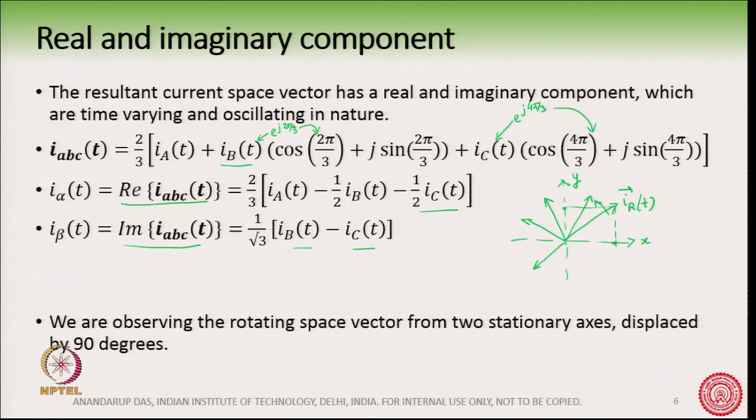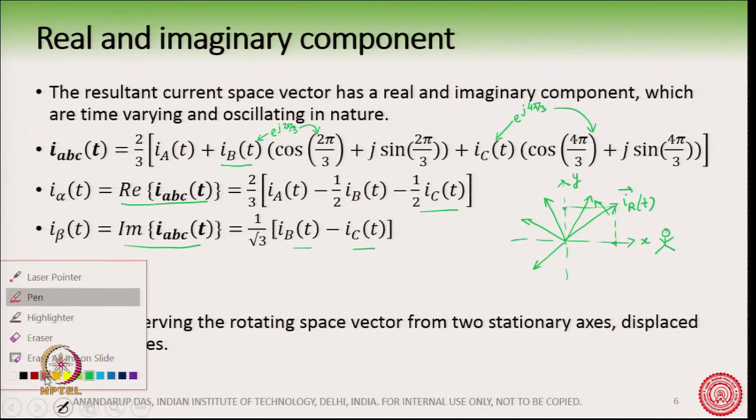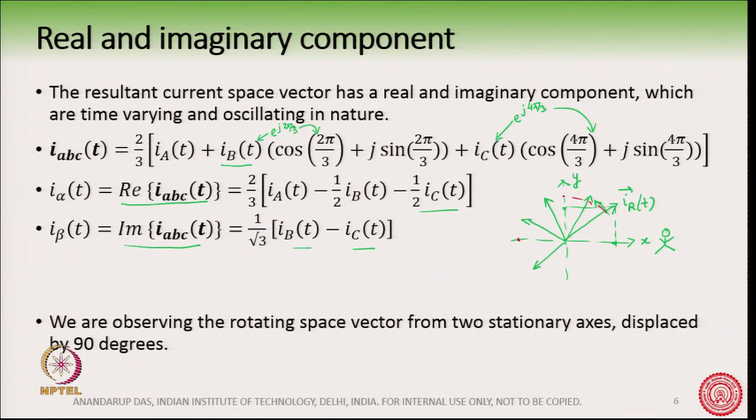In fact, the projection on the x axis and the y axis will vary sinusoidally. So, if you are an observer standing on the x axis, you will see that as the vector is rotating, the projection here is oscillating. Similarly, if you are a stationary observer standing on this axis and observing the projection of the rotating vector on that axis, then you will see that an oscillation is happening.